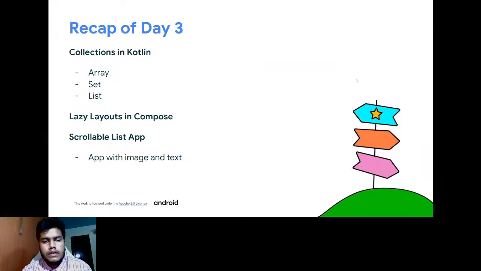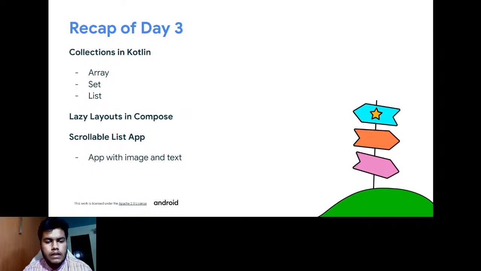So this is a short recap of what we discussed in day 3. We discussed collections in Kotlin. There are three types of collections: we have array, we have sets, and we have lists. These three types can be used for defining your data in the Kotlin programming language and also in Android app development. And then we discussed lazy layouts in Compose.